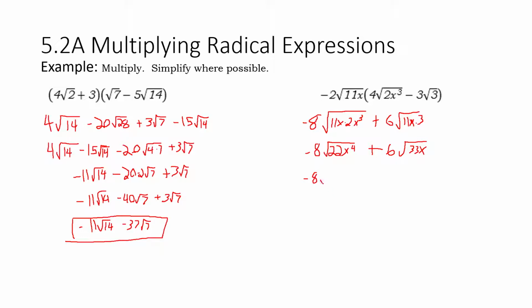Let's separate the two of them, and let's have x to the 4th times root 22 plus 6 root 33x. So the x to the fourth, the square root of that is going to be x squared, so 8x squared root 22. And nothing further that we can do here. 33 is not a perfect square, and neither is x. So 6 root 33x.